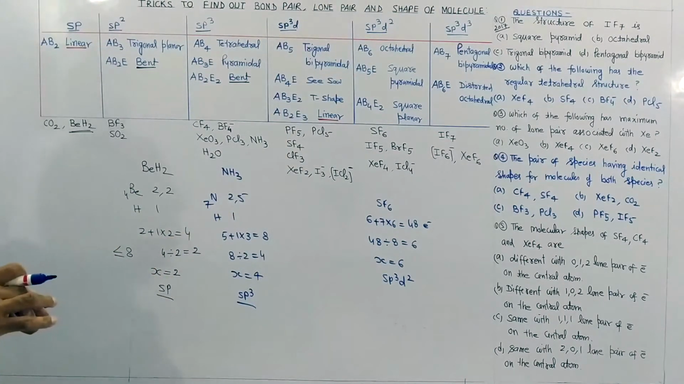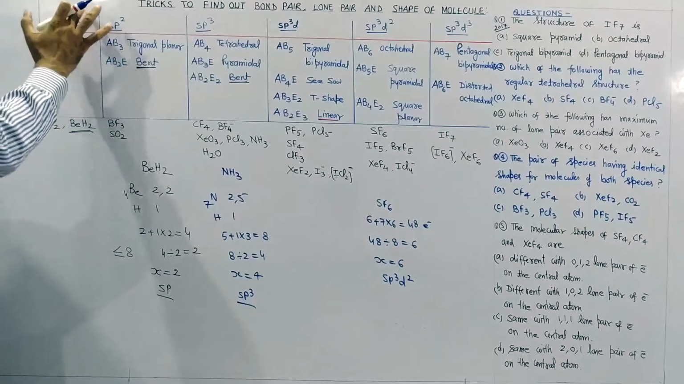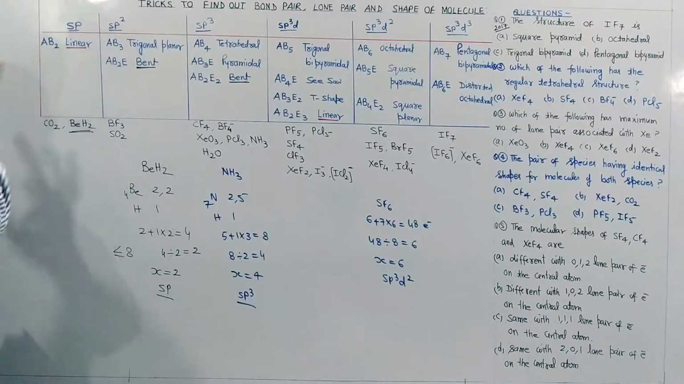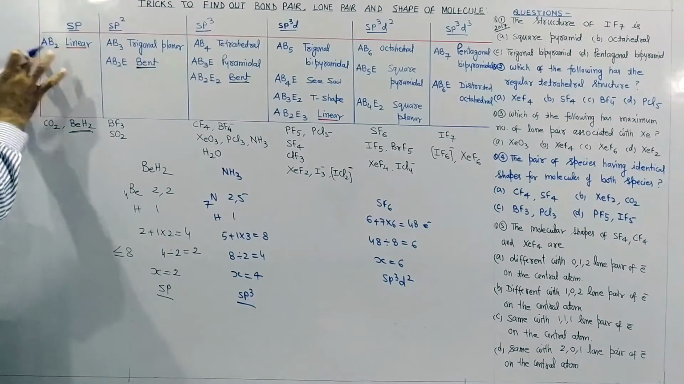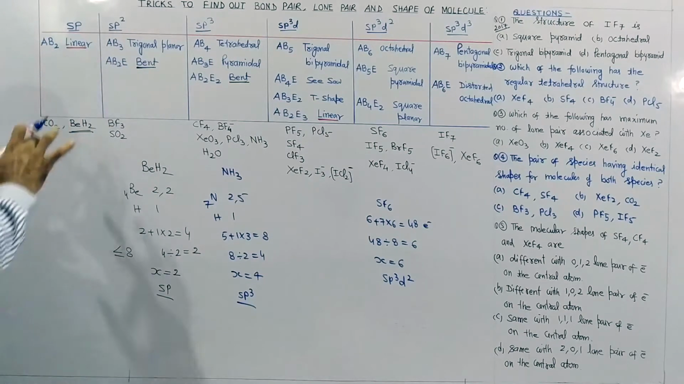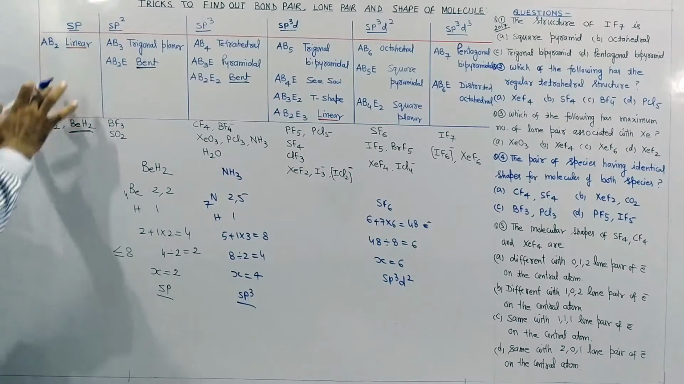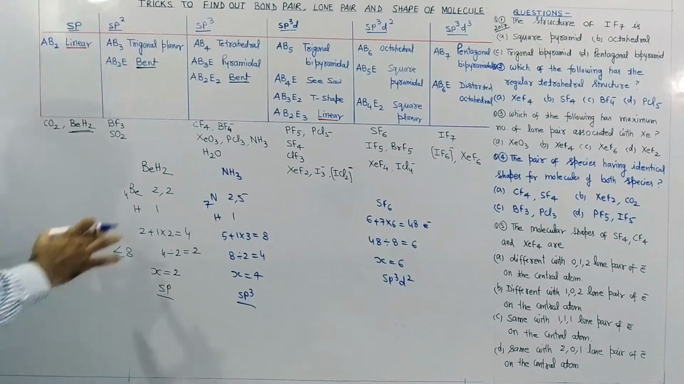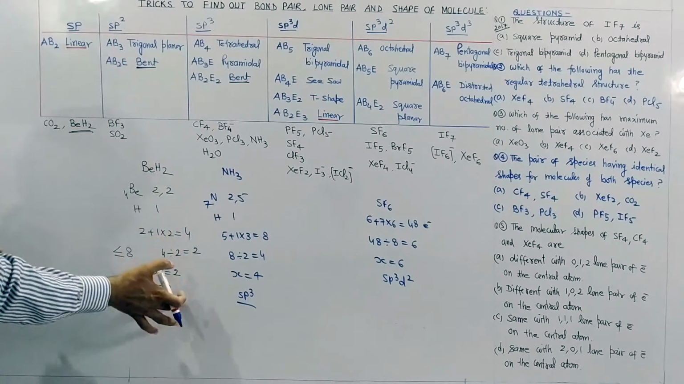How can we find out, students? Here I have given some examples to you. I did some homework for you. If hybridization is sp and the formula is AB2, B stands for bond pair, E stands for lone pair. If hybridization is sp, then the molecule will always be linear. So this molecule will be linear.